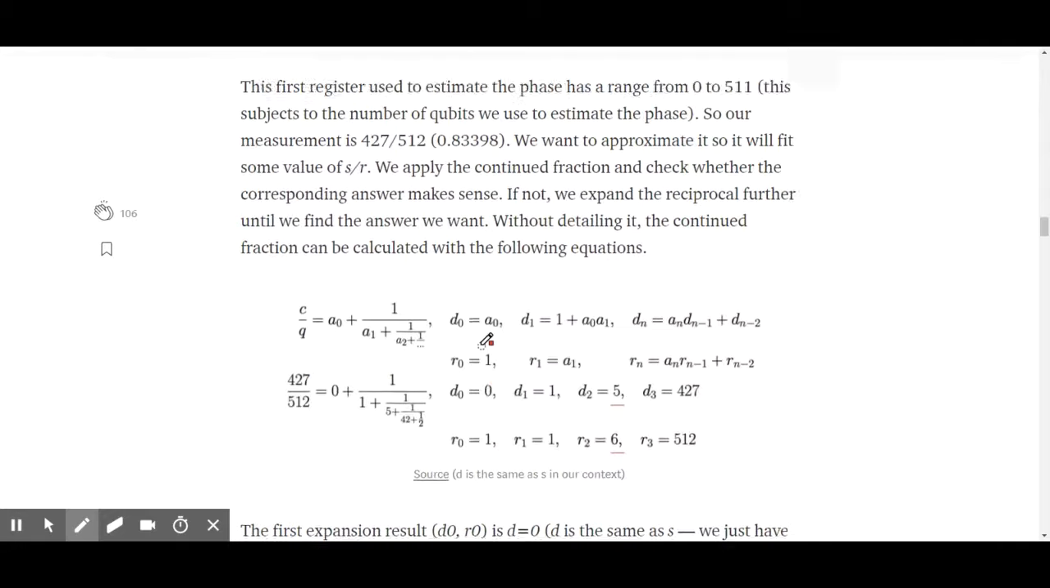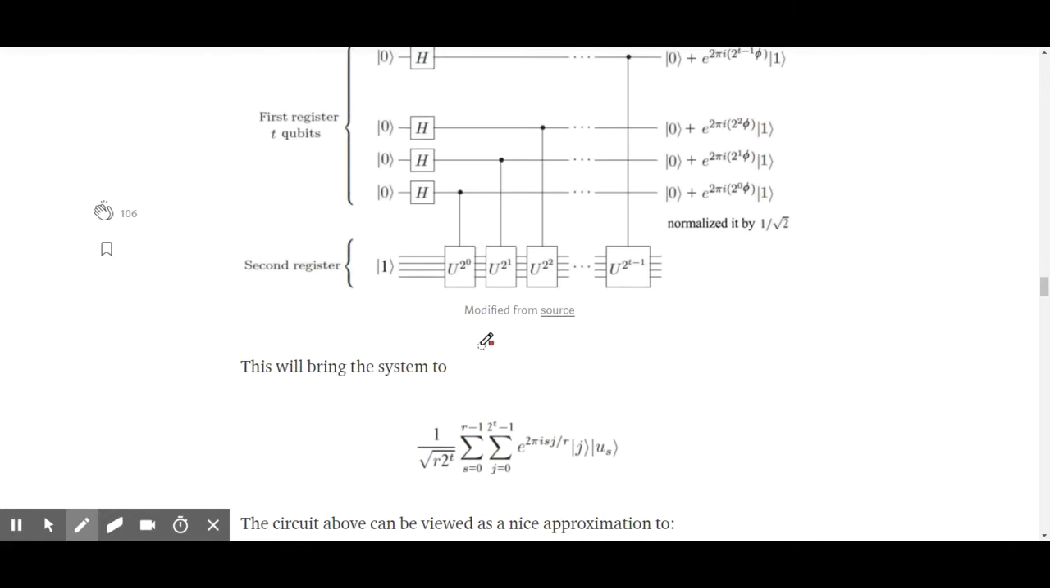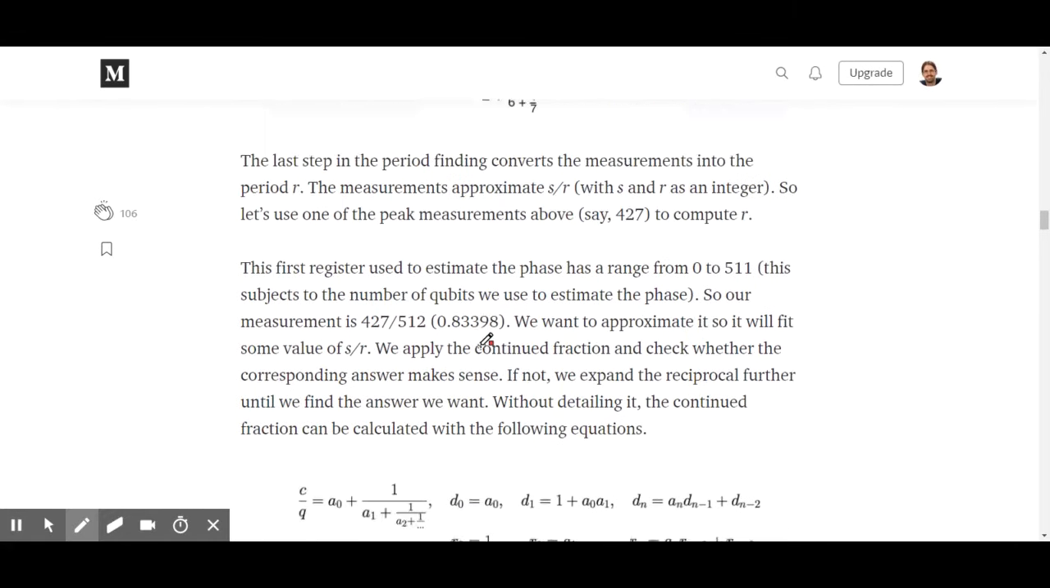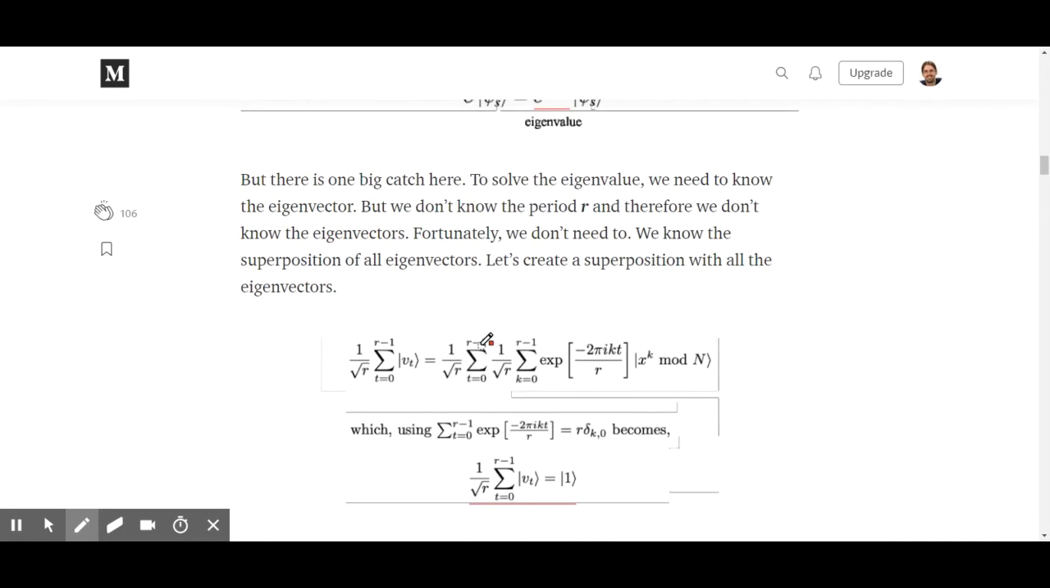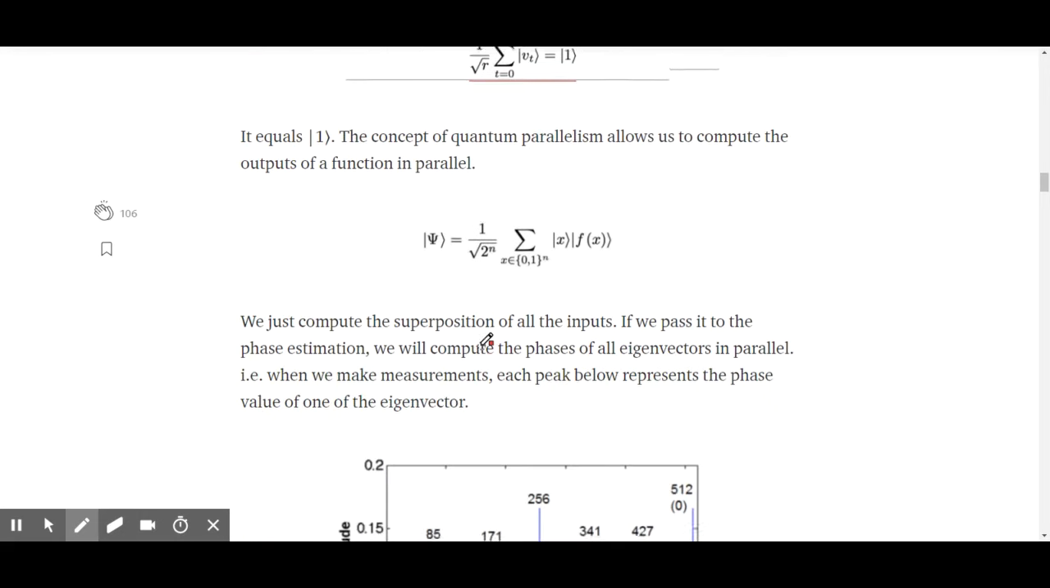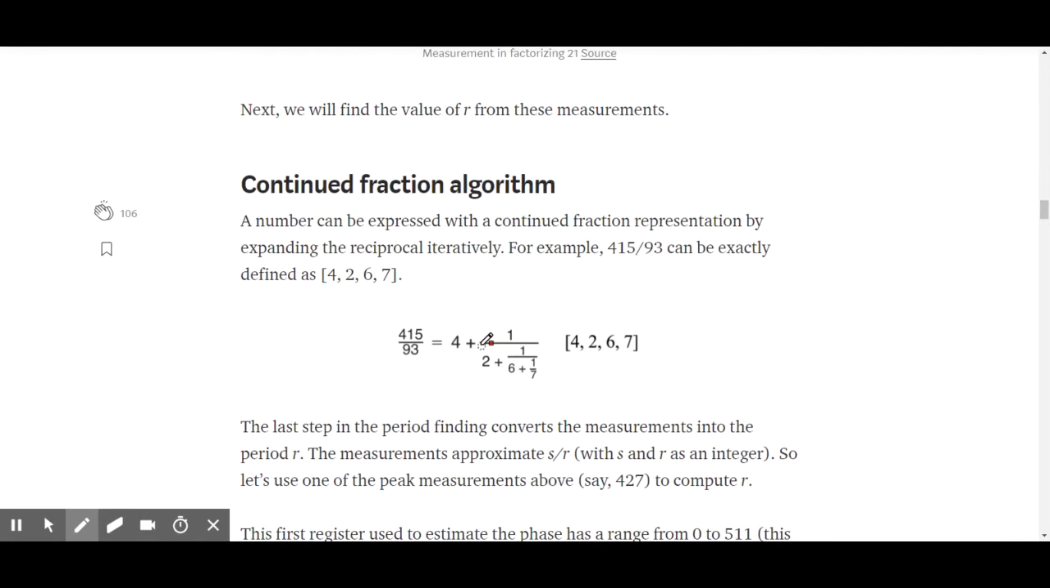I'm trying to scan the whole thing first because it's a bit dense for me to follow right now. There's a lot of stuff that I just have to jump over. A number can be expressed with a continued fraction representation by expanding the reciprocal iteratively. For example, 415 divided by 93 can be exactly defined as 4, 2, 6, 7.